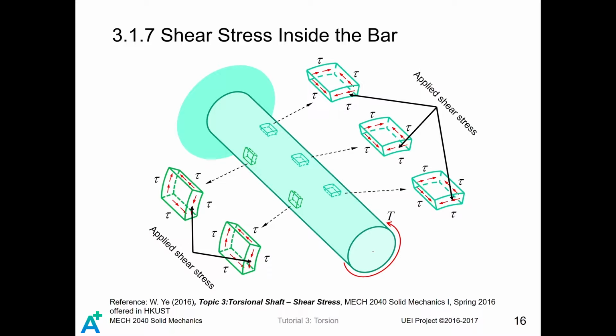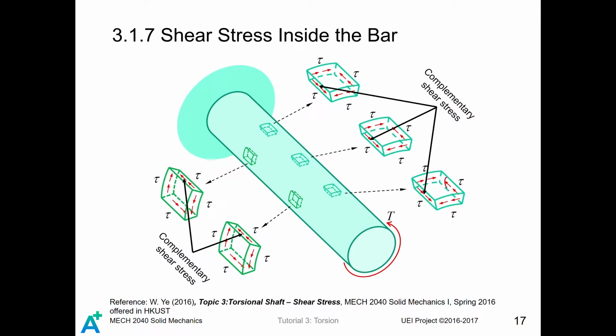When a torque is applied on this end, those surfaces on the end of the bar are directly affected, and there will be shear stress acting on them by the torque directly. For the rest of the shear stresses on the element, they are all caused by the applied shear stress by the torque. They are called the complementary shear stress, and there is an important conclusion that we can draw from the applied shear stress and the complementary shear stress.